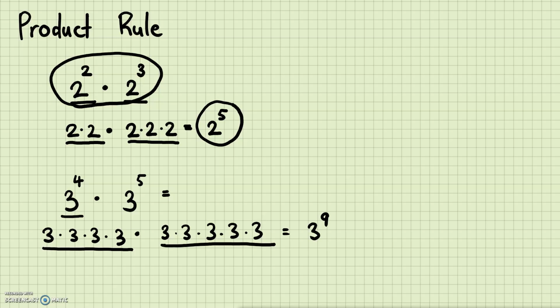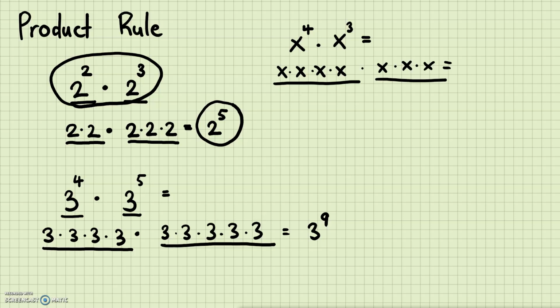So when we are multiplying two terms of the same base, both of these have a base of 3, we are basically adding the exponents to get the exponent of our answer. Now this also works with variables. X to the 4th times x cubed is going to equal 4 x's here times 3 x's here. So that's going to be a total of 7 x's. And again, 4 plus 3 equals 7.